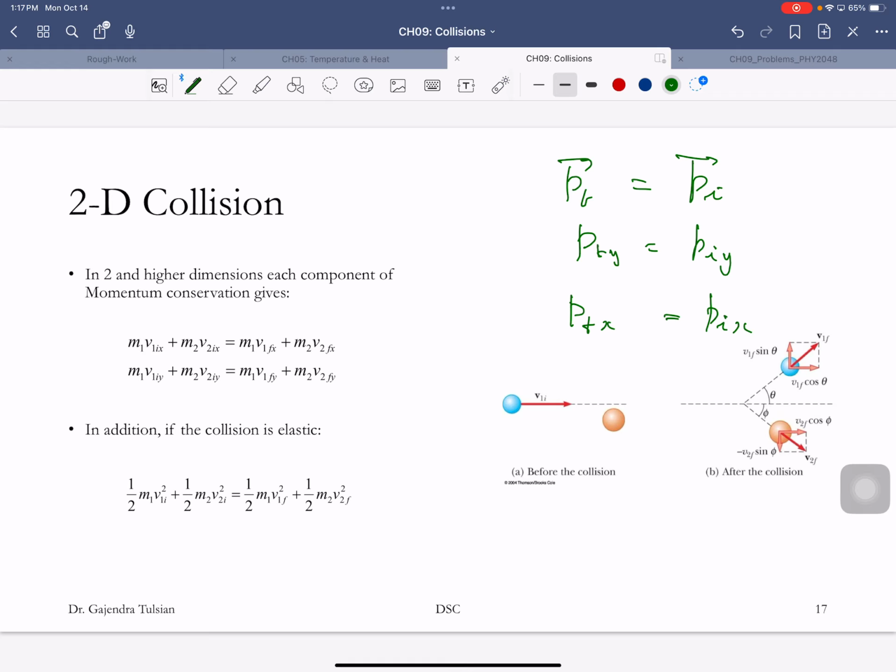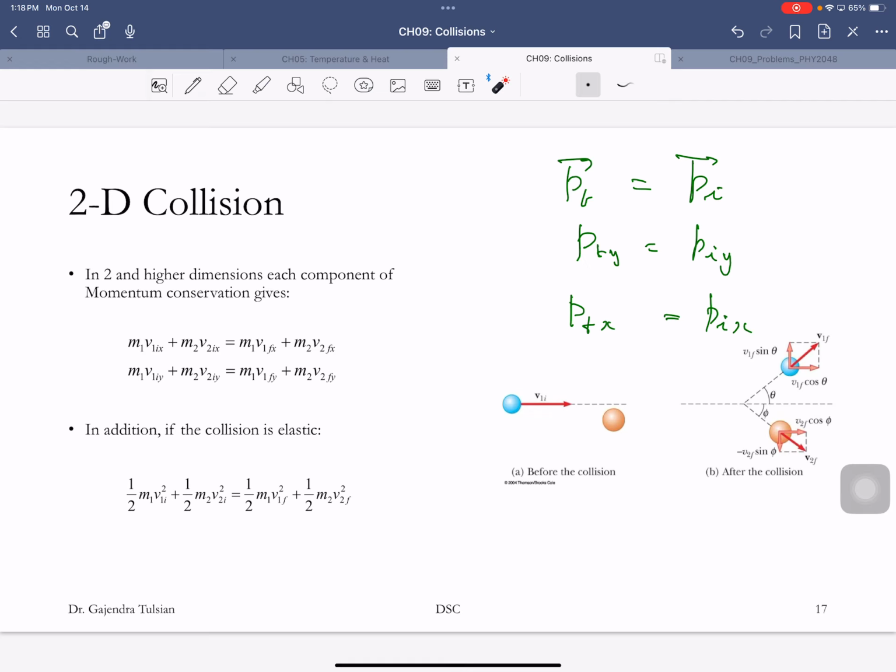So for instance, here's a glancing collision. This object strikes that object, and after the collision, the blue ball goes off in this direction, the orange ball goes off in this direction. The initial momentum was only in the x direction. This guy was 0. So after the collision, they must go off such that this y component cancels that y component, and this x component plus this x component should equal that x component of the momentum.